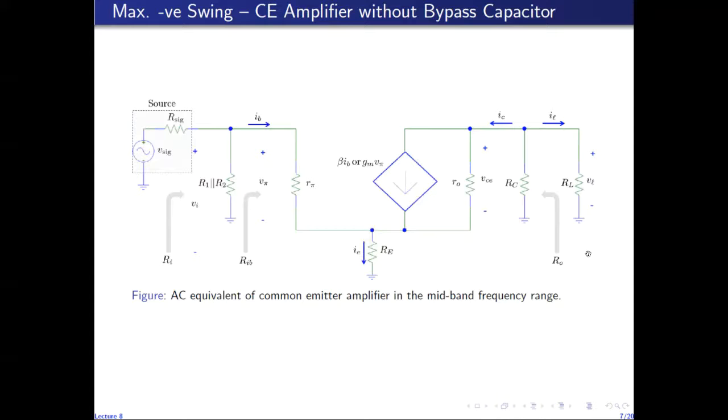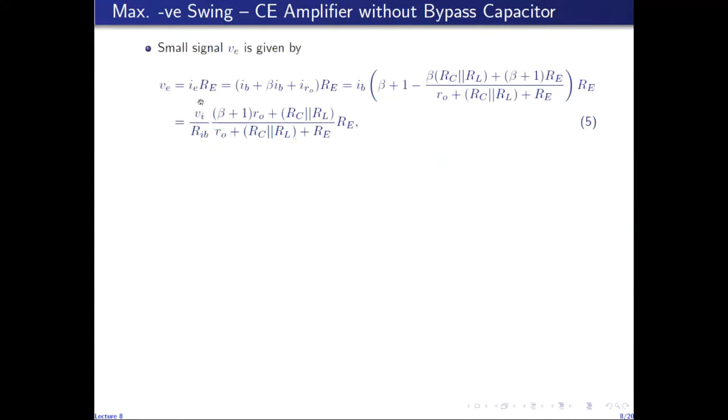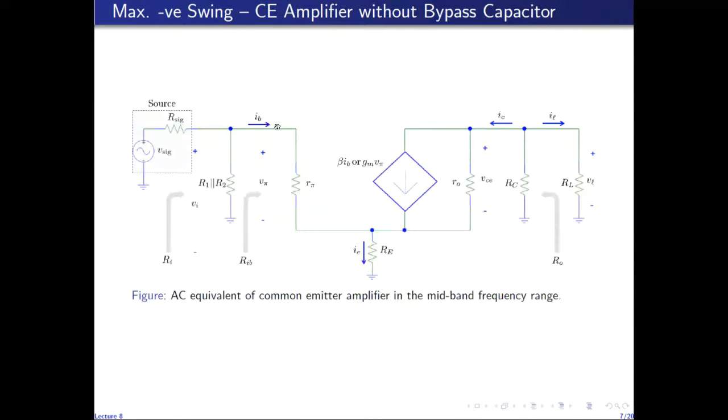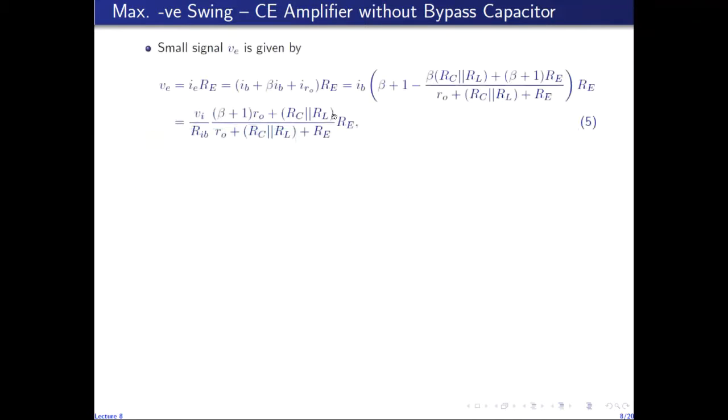We've already analyzed the circuit before, but we found the output current, the output voltage, the output resistance and input resistance, not the emitter voltage. So the emitter voltage can be found by finding the small signal emitter current and then multiplying it with RE. So VE is IE times RE, and IE is the sum of three currents. It is equal to IB plus beta IB plus the current through R naught, which we denote by IR naught.